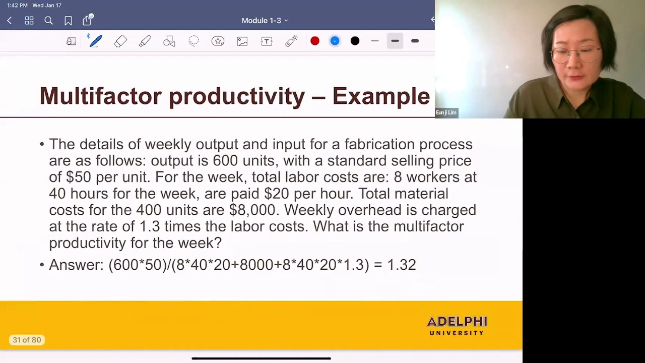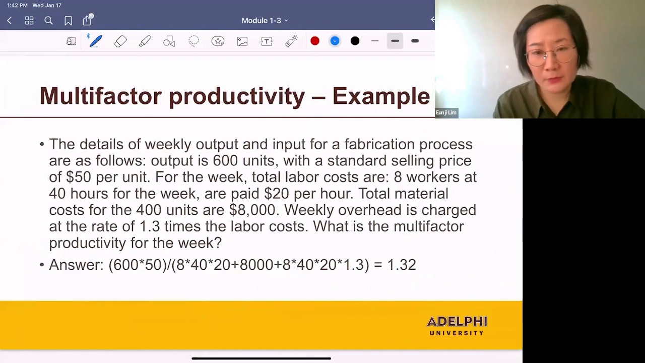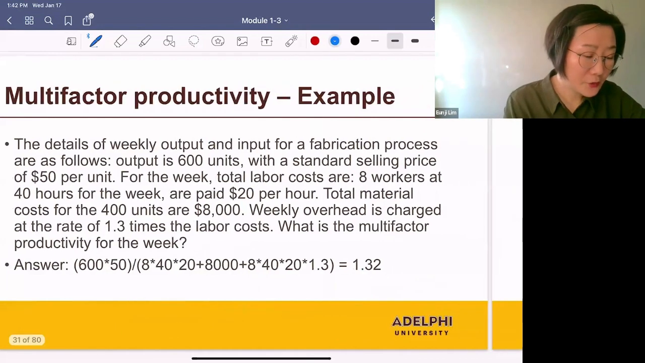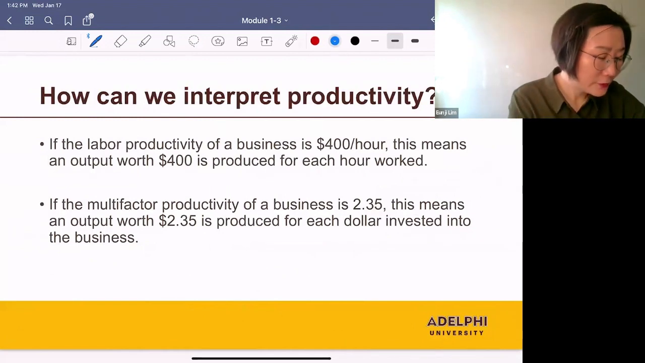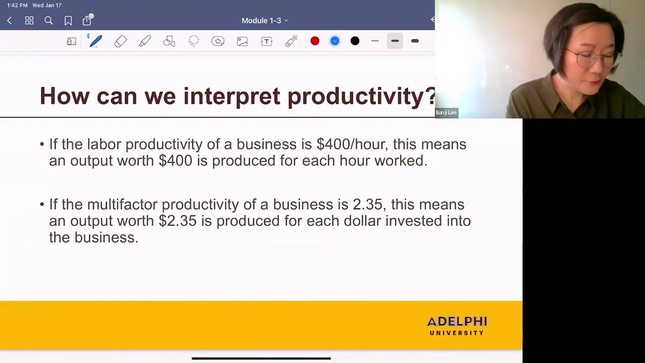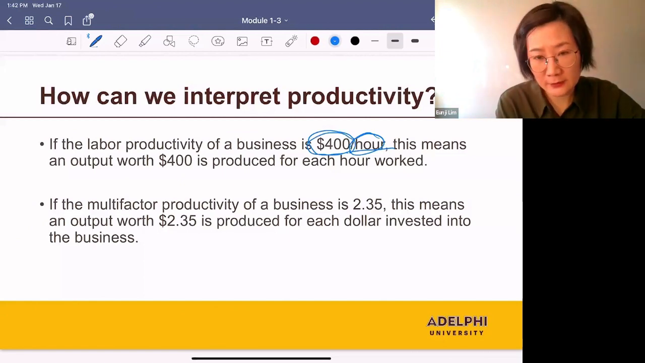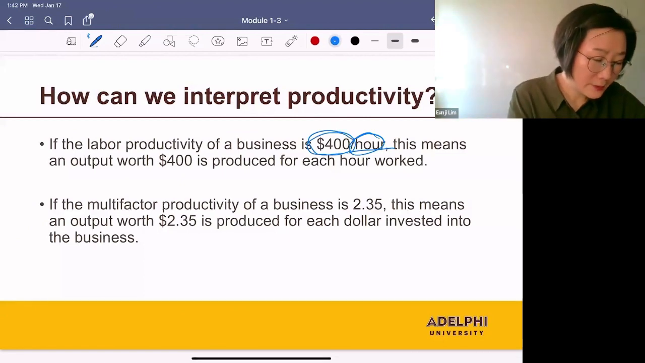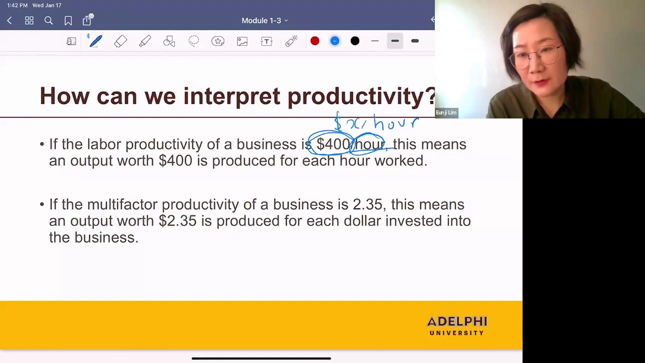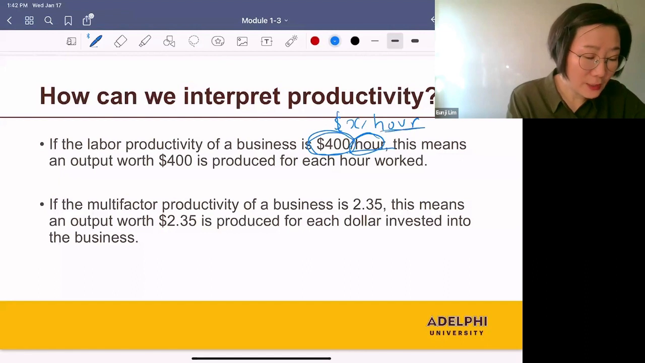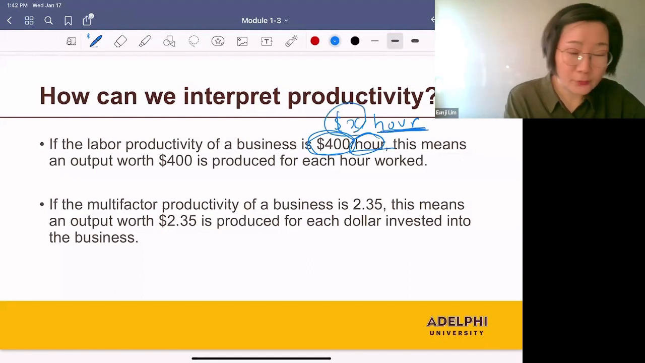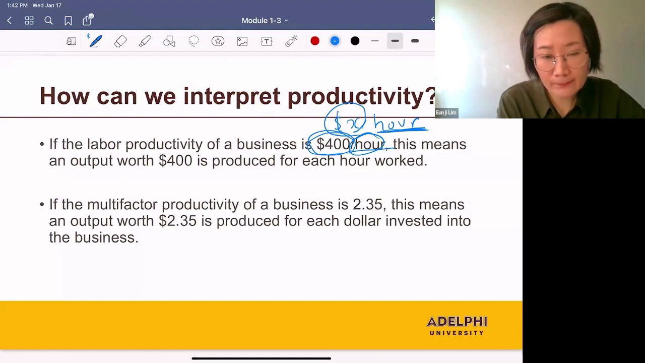So far we talked about the labor and multi-factor productivities. Now, how can we interpret them? So if the labor productivity of a business is $400 per hour, that means for each hour they used, they produced an output that's worth $400. So now let's replace this with X dollars per hour. If the labor productivity of a business is X dollars per hour, what does that mean? That means for each hour they produced an output which is worth X dollars.